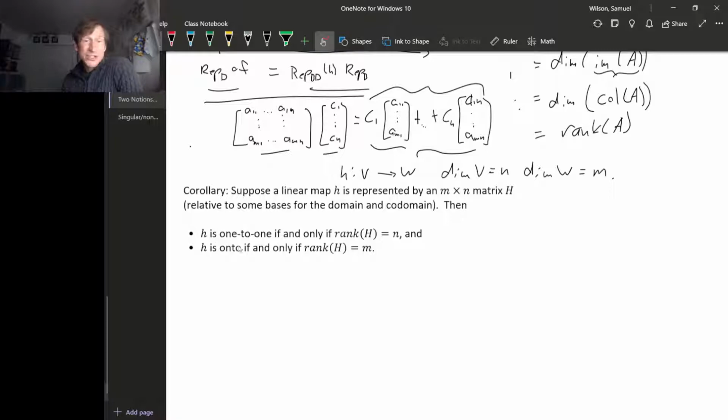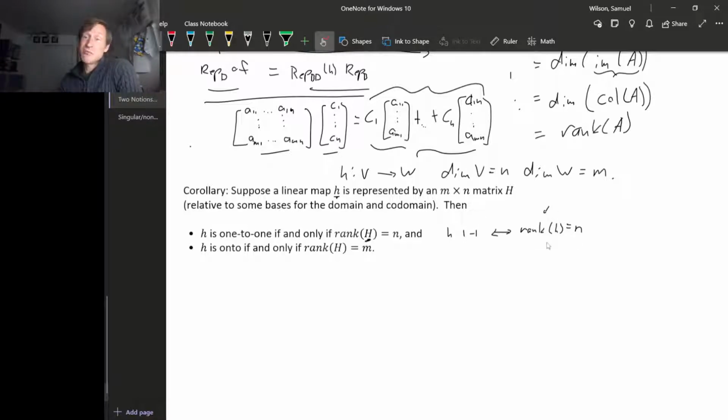So it turns out that H is 1 to 1 if and only if the rank of its matrix is n. And this is a consequence of the fact that the rank of the matrix H and the rank of the linear map H are the same, because we've proved before, when we first talked about rank and linear maps, that a linear map H is 1 to 1 if and only if the rank of the linear map is equal to the dimension of the domain space, right?